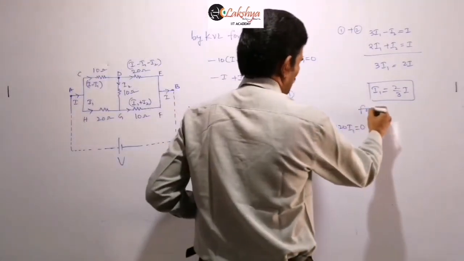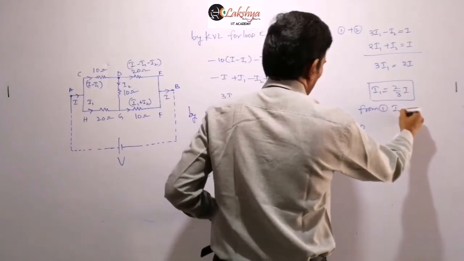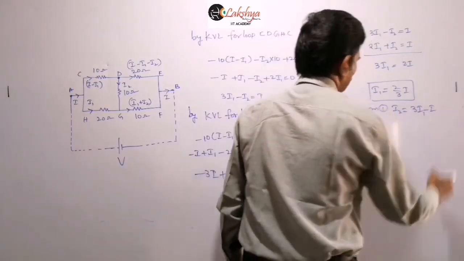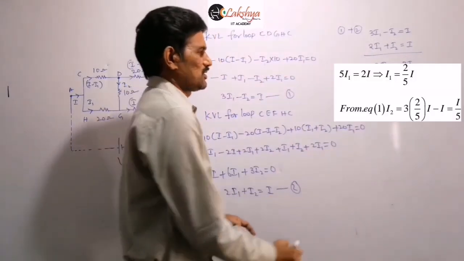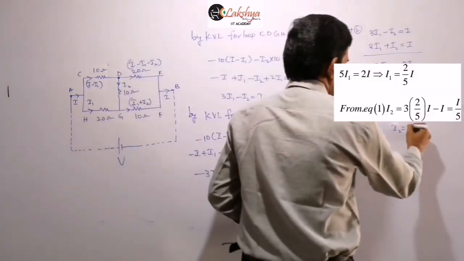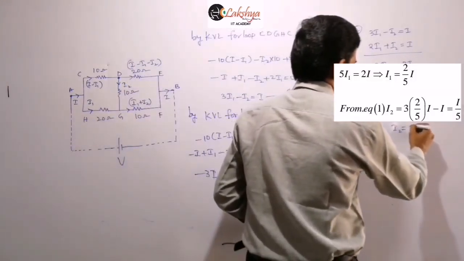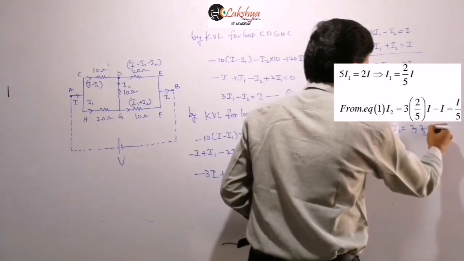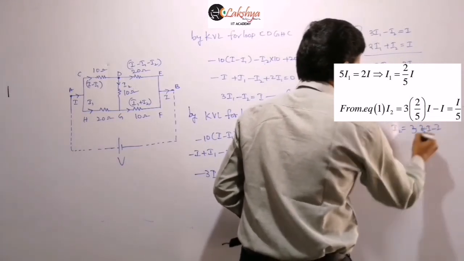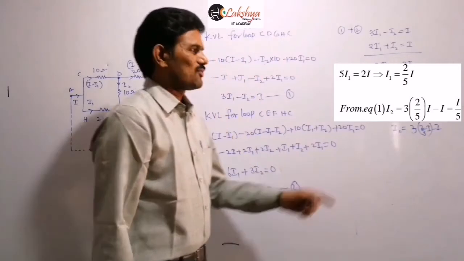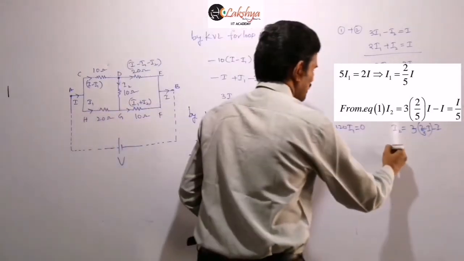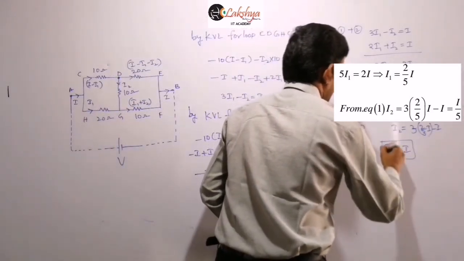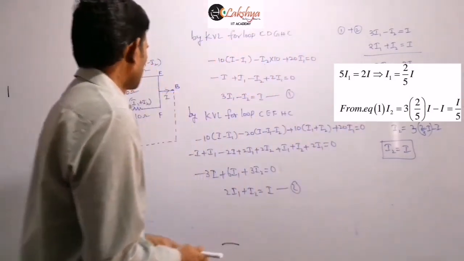Now from equation 1, I am writing I2 is equal to 3I1 minus I, and you can substitute that. Therefore this I2 is equal to 3 into 2 by 3I minus I. By substituting this I1 value there, this I2 is equal to I, you can write. So that is our I2 expression.